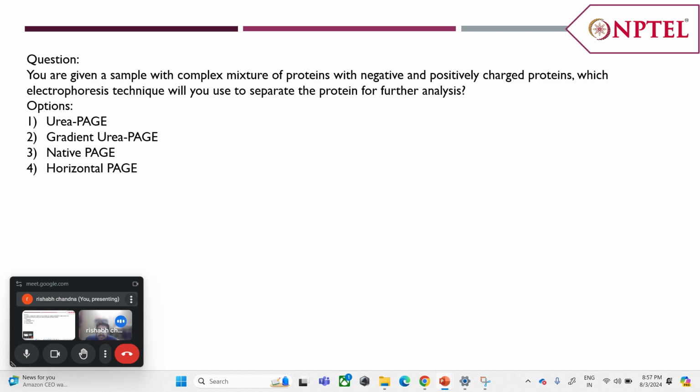So you are given a sample with complex mixture of proteins with negative and positively charged proteins. Which electrophoresis technique will you use to separate the proteins for further analysis? So it's a urea PAGE, gradient urea PAGE, native PAGE, or horizontal PAGE. Can anybody guess? The last question, right?